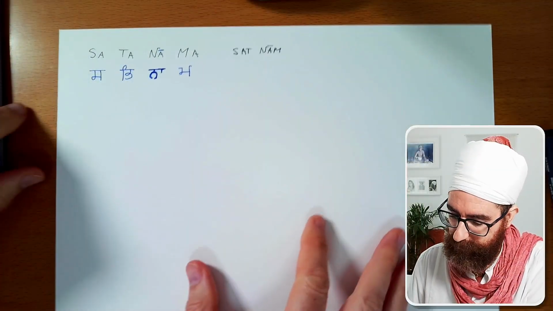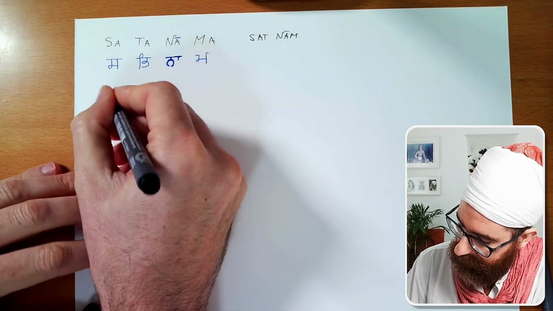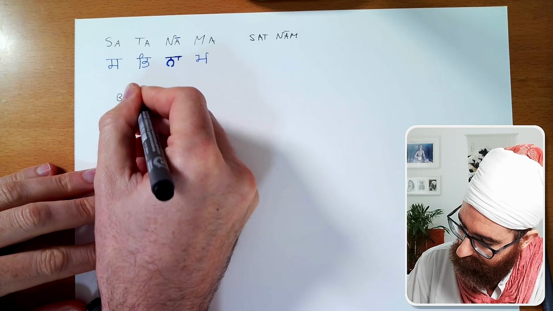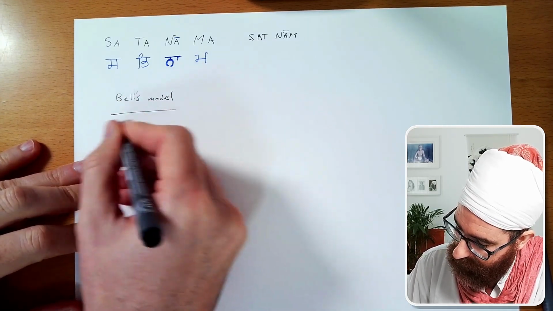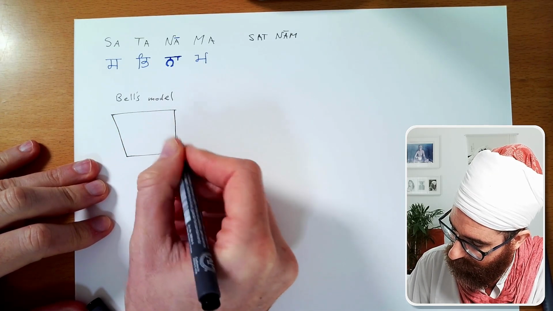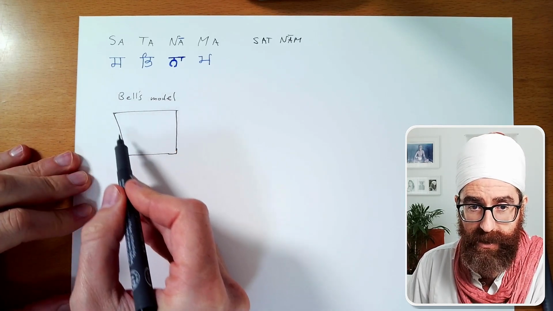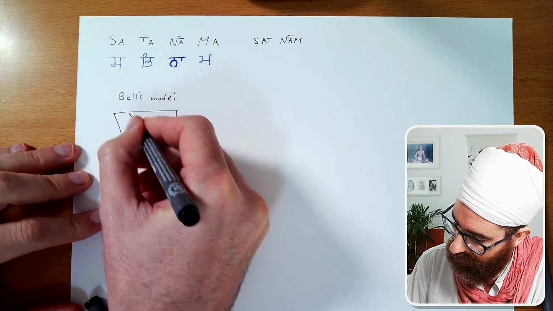Now, there is a Western understanding of vowels that is nicely reflected in a diagram, which is called the Bell's model. And it's generally drawn like this. This is in a slope, yeah, on purpose. This is flat. It's more like this.